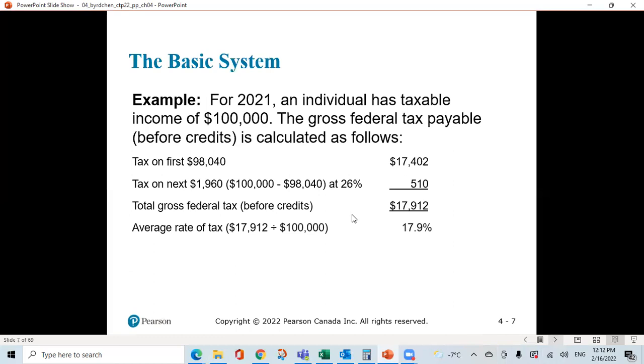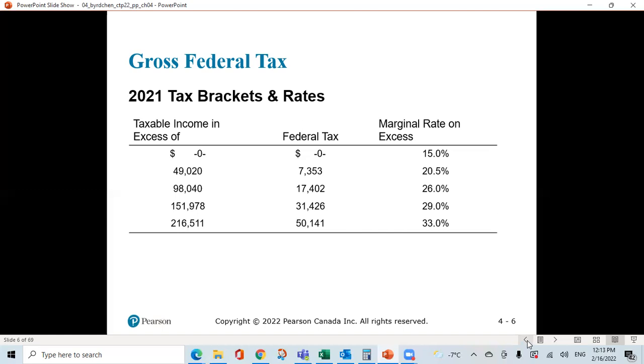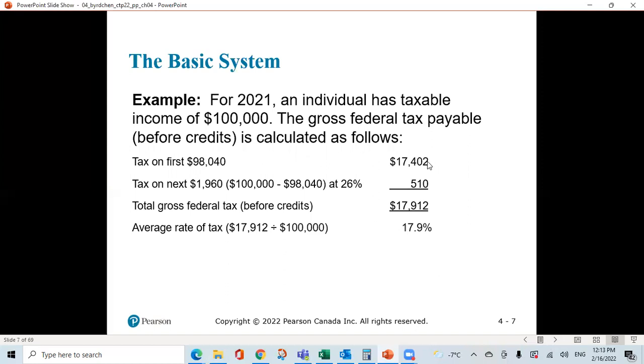When you take a look at this example, for 2021, an individual has taxable income of $100,000. The gross federal tax payable before credit is calculated as follows. Tax on the first $98,040, because $100,000 is in the bracket between the second and the third. So we have to look at the first $98,040. We'll have to pay $70,402 for federal tax. So it's shown in there.